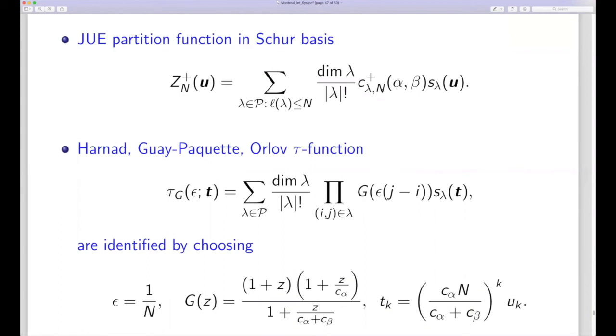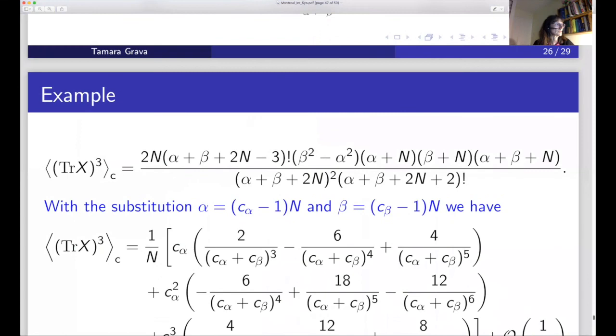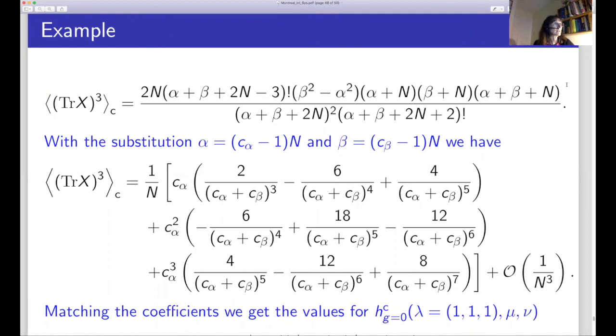I'm identifying this object with this object, and once I put everything together, I'm identified. So let me go again. The goal was, I'm calculating, for example, the trace of x to the cube, and I have some numbers. Then I'm rescaling, alpha equals C alpha minus one, beta equals C, and I do the expansion. I'm interested in these numbers here that are all integers. So these are the numbers I was looking at.